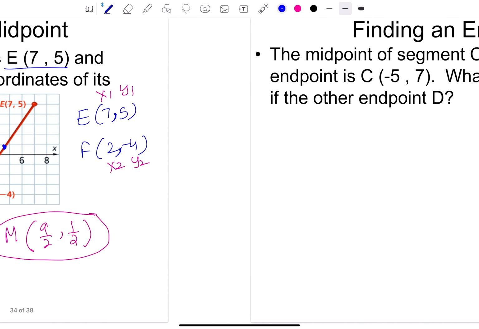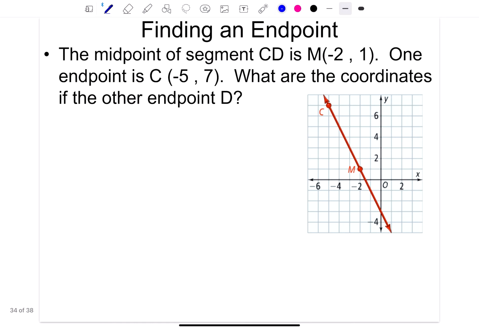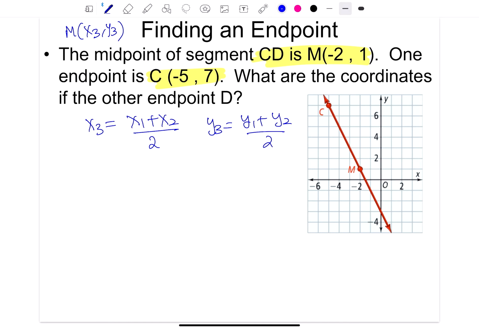In the next example, we are given the midpoint of the line segment is (-2, 1), and we're given the other endpoint, and we're looking for the missing endpoint. So we're still going to use the midpoint formula here. The midpoint coordinates are x3, y3. x3 is equal to (x1 + x2)/2, and y3 is equal to (y1 + y2)/2.